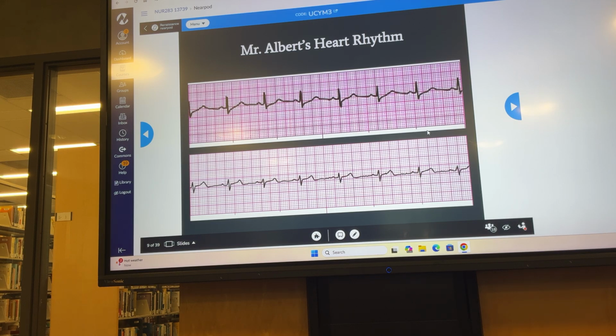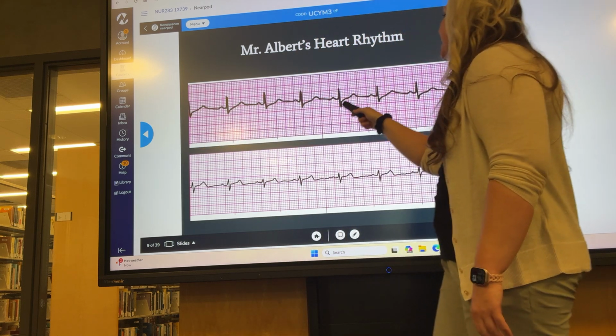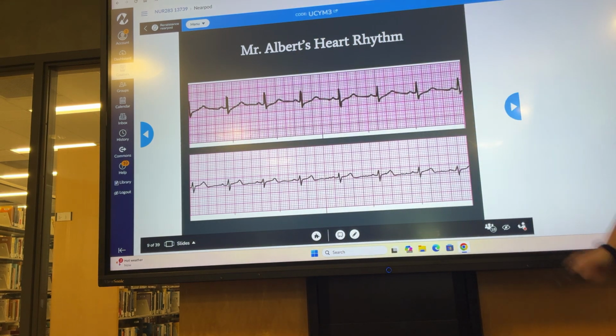Okay, so let's talk about Mr. Albert's heart rhythm, okay? So let's talk about the first strip, okay? Now, what is the rate? What is the rate of the first strip? 7. Okay, so you think it's 70, right? We're not going to really count this one because I can't really see it, okay? So 1, 2, 3, 4, 5, 6, 7.